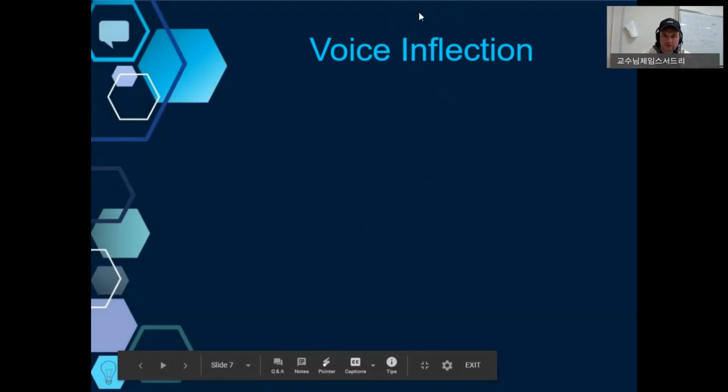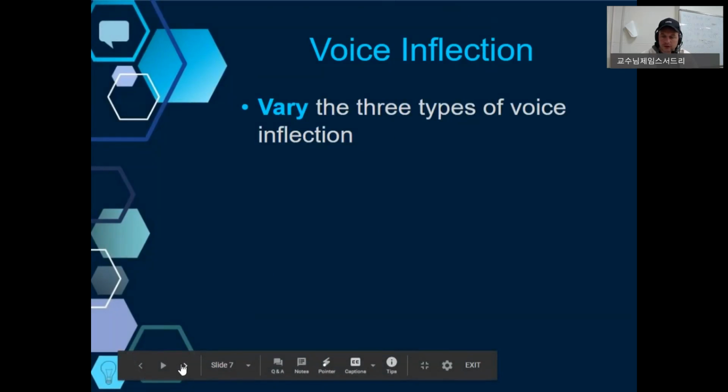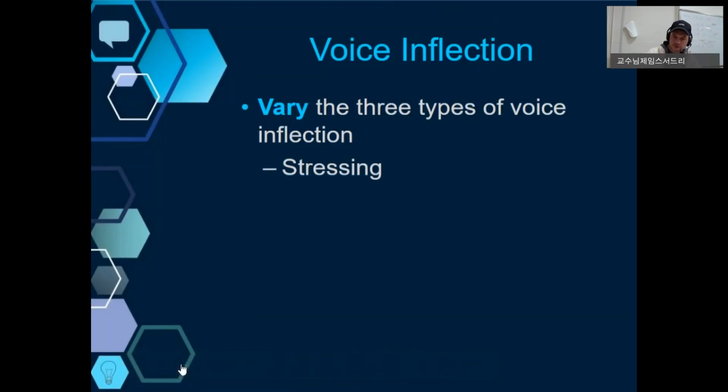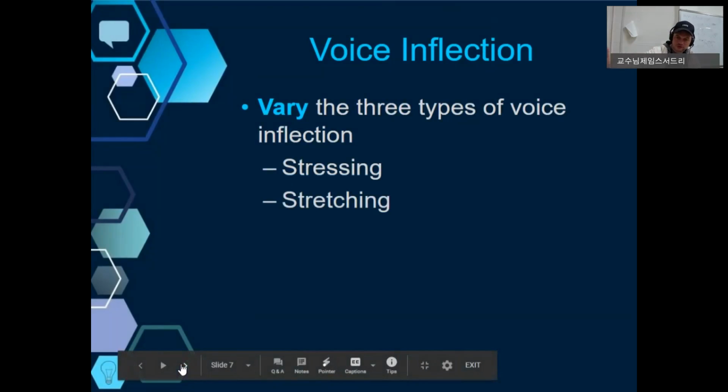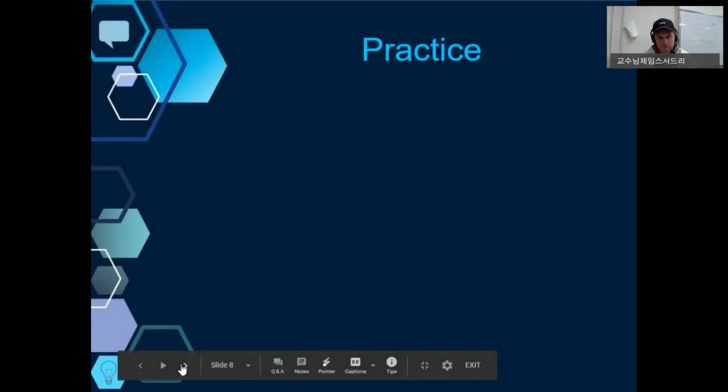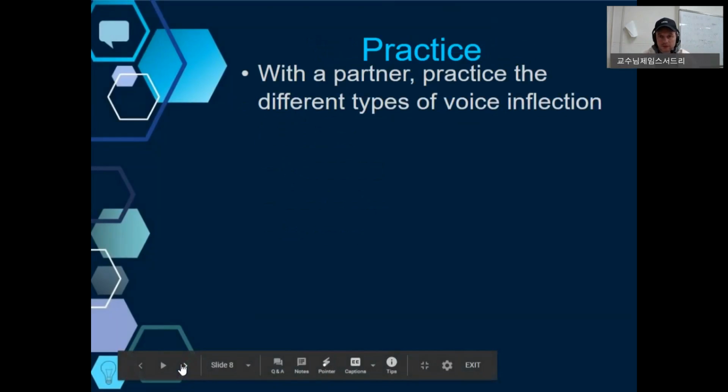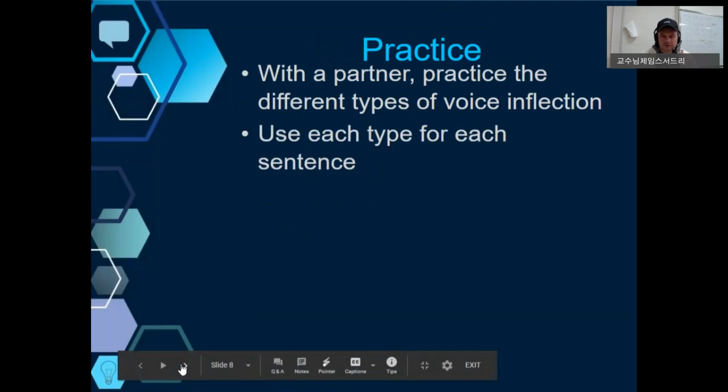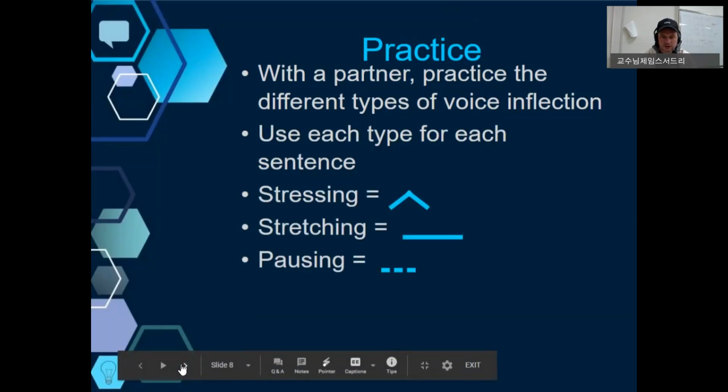Now, voice inflection. Vary the 3 types of voice inflection: stressing, stretching, pausing, okay? And you can practice with a partner, use your team WebEx if you want, or if you can, use another app. Practice this kind of voice inflection. Use each type for each sentence, okay? So stressing, stretching, pausing, okay?